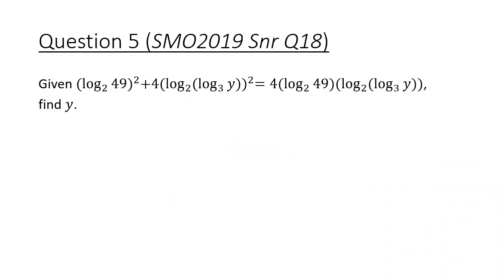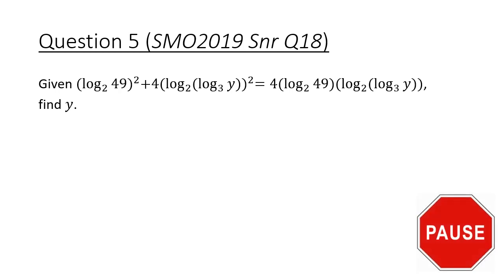Question 5. Given that log base 2 of 49 whole thing squared plus 4 times log base 2 of log base 3 of y whole thing squared equals 4 times log base 2 of 49 multiplied by log base 2 of log base 3 of y, find y. So pause the video here and give this question a good try.